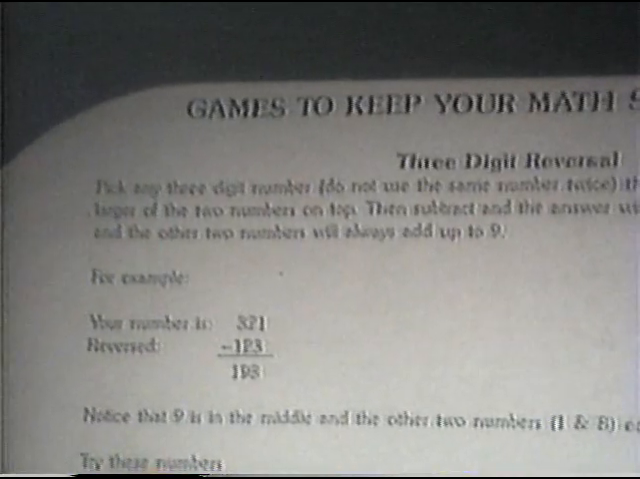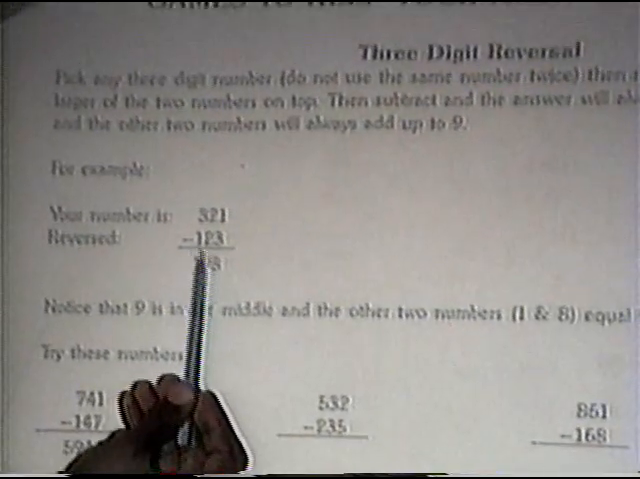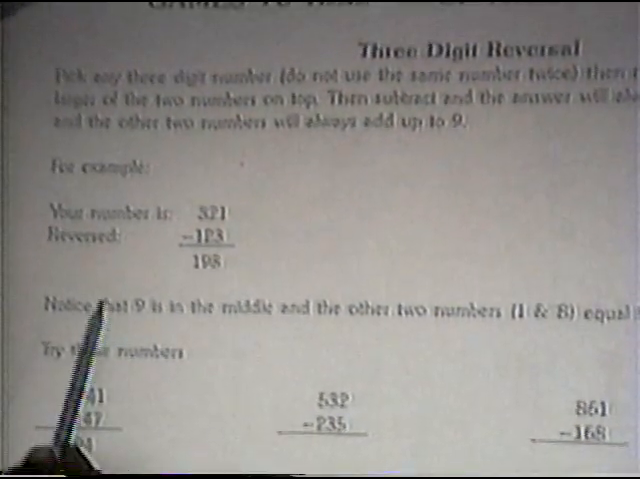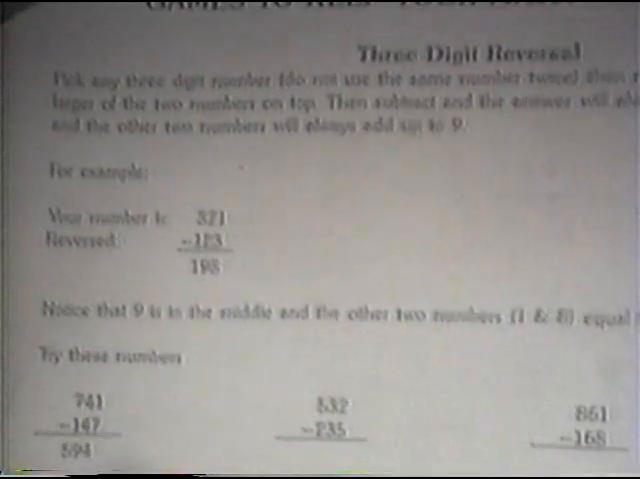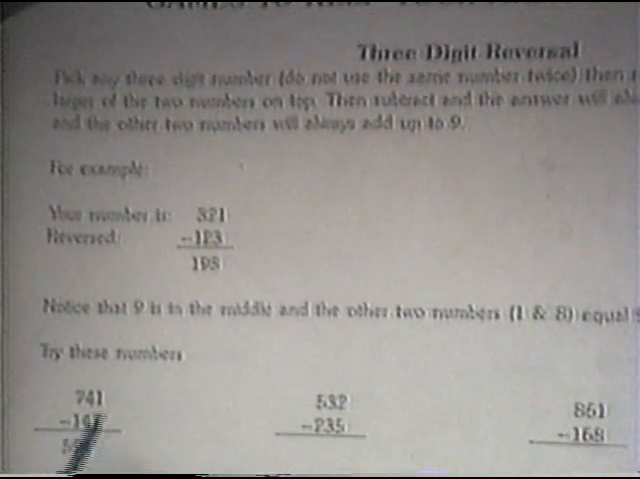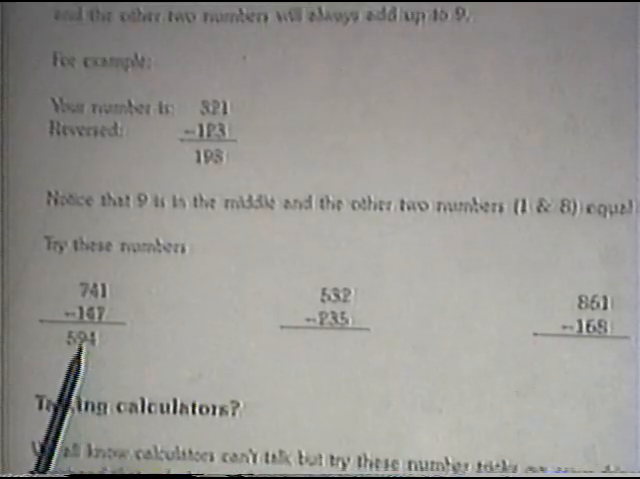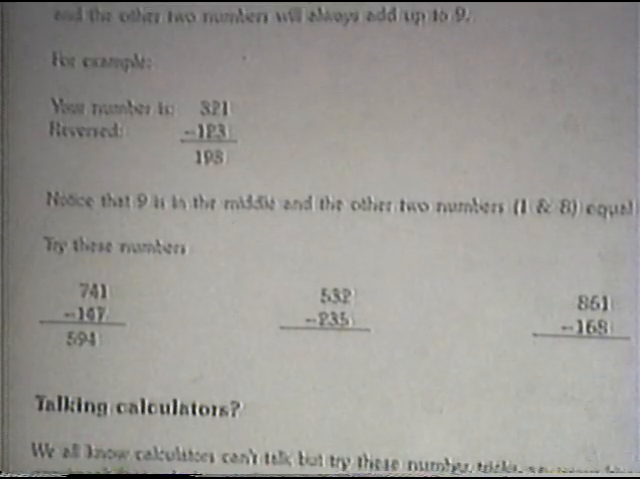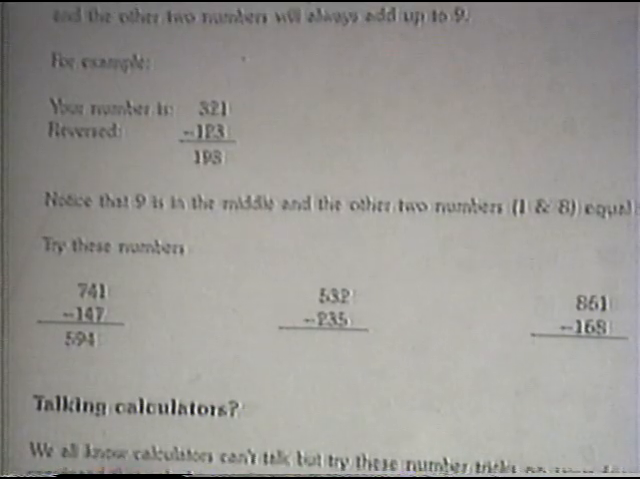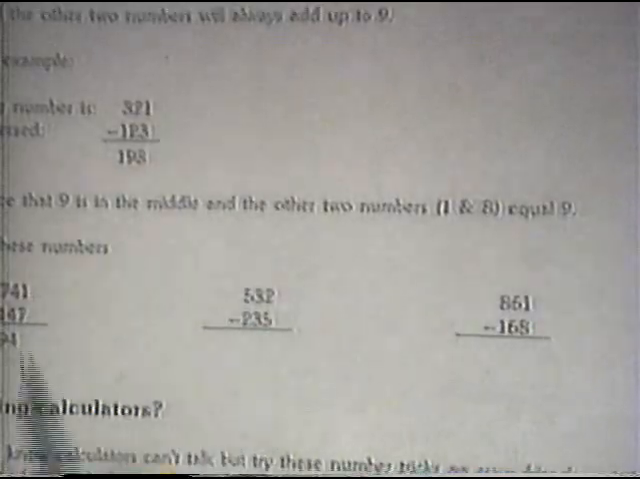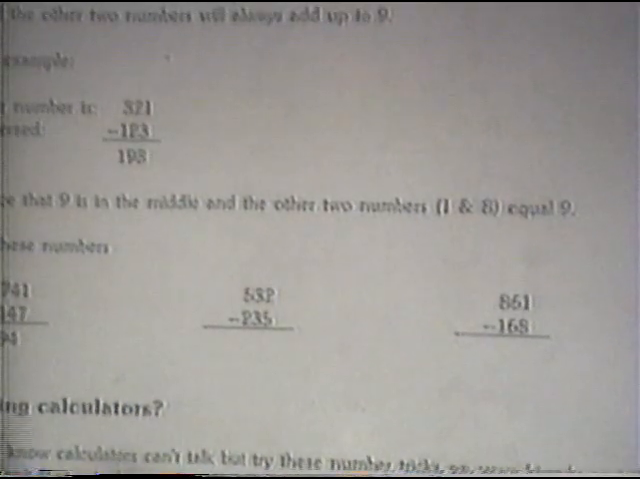For example, your number is 321. Correct? 321. Reverse the number and subtract it. You get 198. Notice that 9 is in the middle. And the other 2 numbers, 1 and 8, equal 9. Try these. 741. Reverse the number. 147. Subtract it. 9 is in the middle. 5 and 4 is 9. 532. Reverse it. You will always have a 9 in the middle, and the other 2 digits will always equal 9.